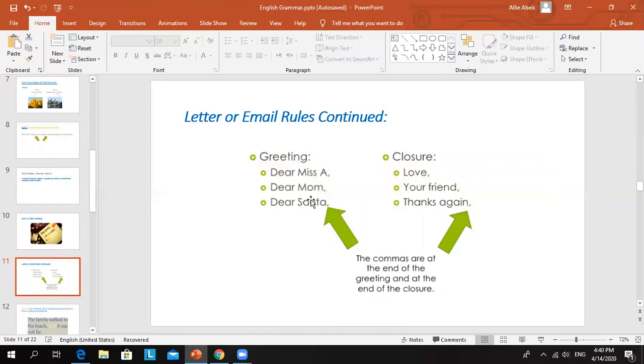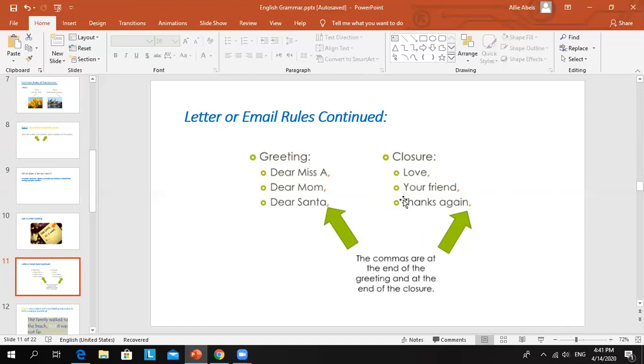And here are some more examples of how we use the comma when we greet in a letter or an email, or whatever formal communication we're writing. If we start off our letters and our emails, we say, "Dear Miss A, comma, dear mom, comma, dear Santa, comma." So the commas are always placed after the person we're addressing. And at the end of our letter, before we put our names at the bottom, or at the end of the email, before we put our names at the bottom, we need to put a comma as well. Like, for example, if I say, "Dear Mr. Sultan, I would like to know when the end of the school year is."